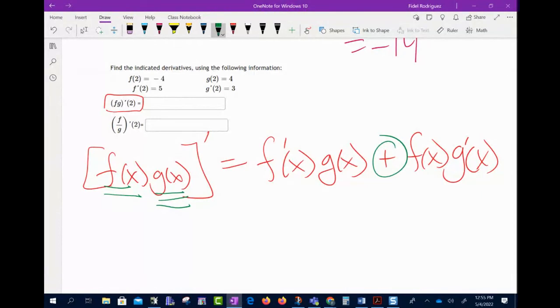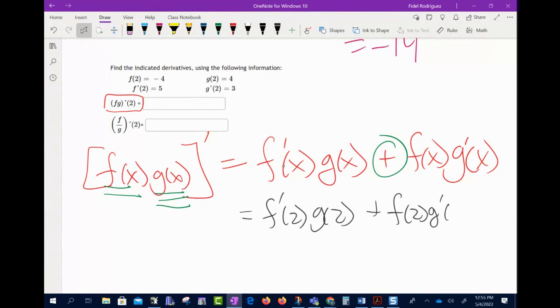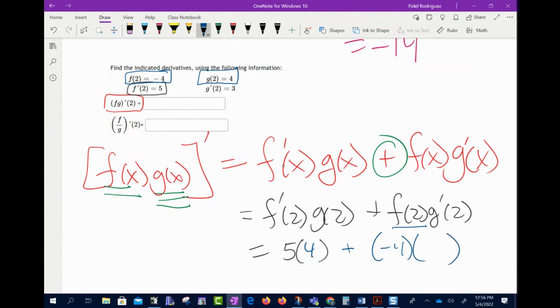Okay, so now let's take a look. We're doing this, you guys, at 2, right? So we're going to go f prime of 2 times g of 2 plus f of 2 times g prime of 2. Okay? So I'm just going to start plugging my numbers in. F prime at 2 is 5, times g of 2. G of 2, y'all, happens to be 4. Okay? Plus f of 2. Well, f of 2 is a negative 4 times g prime of 2, which is a positive 3.